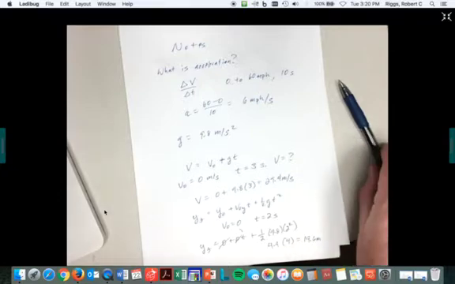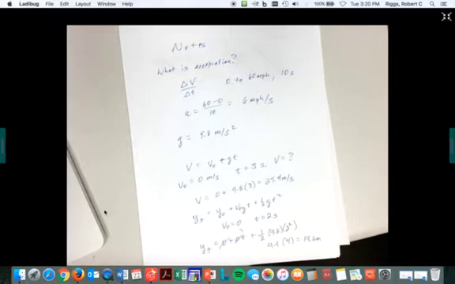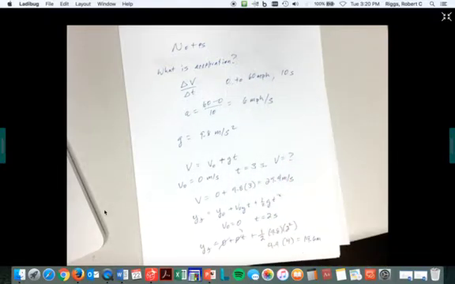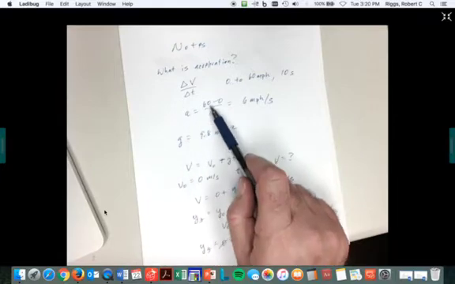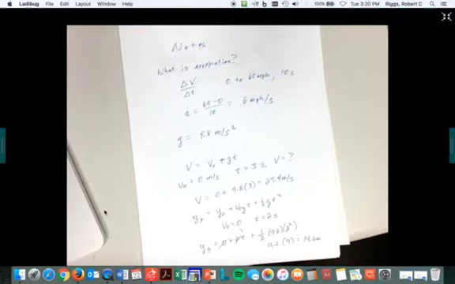So here's a note. So what is acceleration? Well, it's the change in velocity over the change in time. Okay, so if I go from 0 to 60 miles per hour in 10 seconds, then my acceleration is 60 minus 0 divided by 10, which is 6 miles per hour per second.